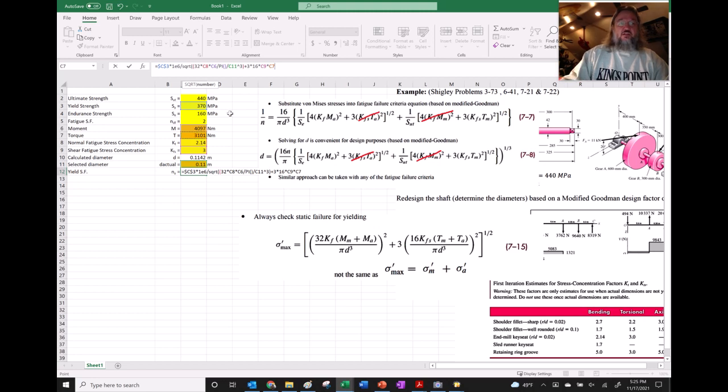Nope. We did need the parentheses because we needed to square everything. So I did the parentheses before the 16. And then I did the divide by pi, and I'll divide again by d cubed. Well, not that d cubed. I want this d cubed, I want the actual one. Okay. And we're going to close the parentheses.